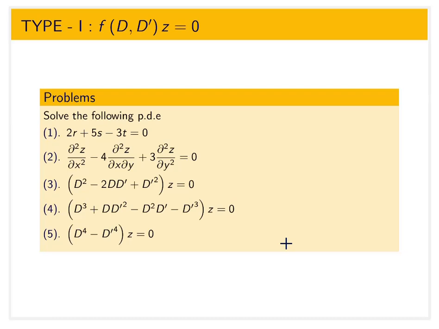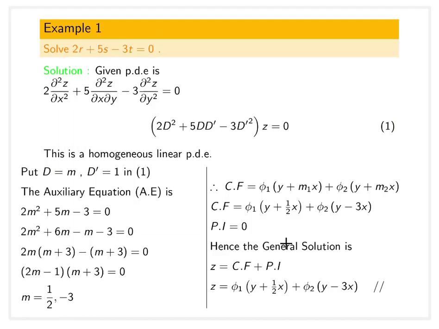Type 1 is where the right-hand side is 0. So the first problem: solve 2r + 5s - 3t = 0. The given partial differential equation is written with r as ∂²z/∂x², s as ∂²z/∂x∂y, and t as ∂²z/∂y².